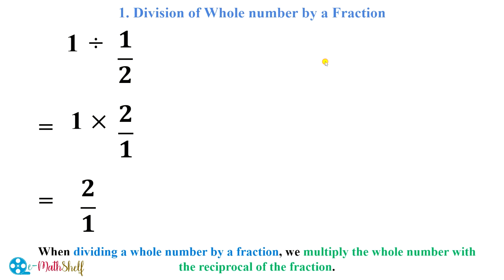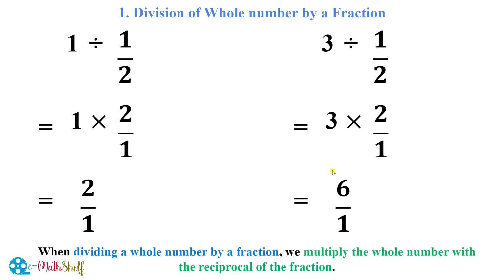Let us take another example. Here I have the whole number 3. We need to divide the number 3 by the fraction 1 upon 2. So we will take the whole number 3 as it is. We will convert the division sign into multiplication. We need to find the reciprocal of the divisor. The reciprocal will be 2 upon 1. We know that 3 into 2 will give us 6, which will give us the fraction 6 upon 1.